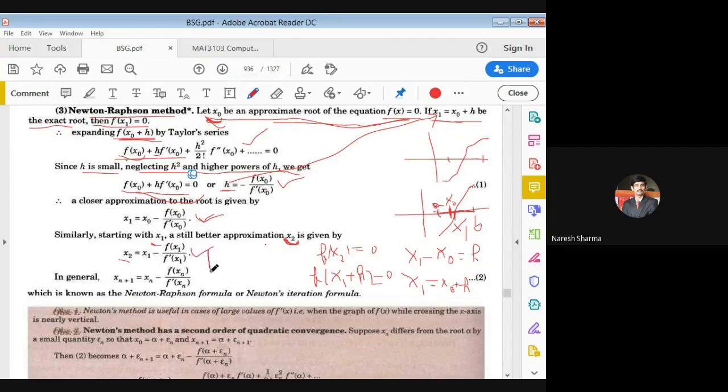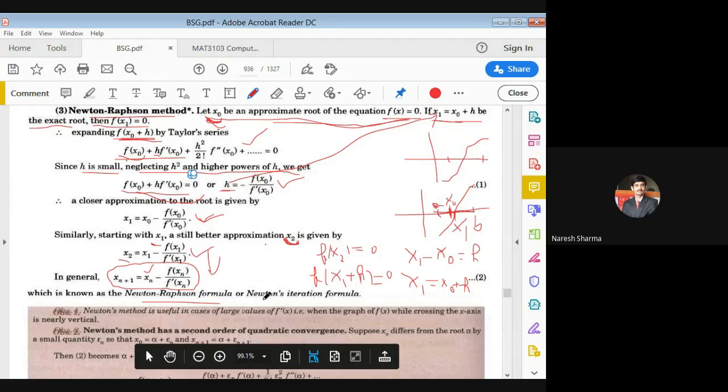In the same way, if we proceed, we get the (n plus 1)th approximation of the root, which is equal to xn minus f(xn) divided by f dash xn. This is known as the approximation of the root by the Newton-Raphson formula, also known as Newton's iteration formula, or normally just Newton's formula.